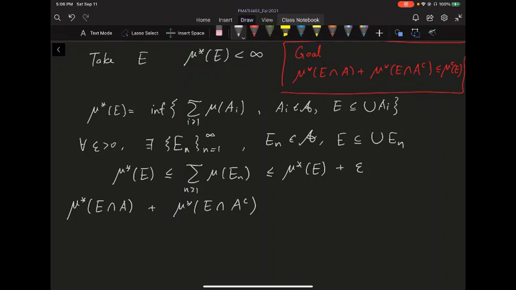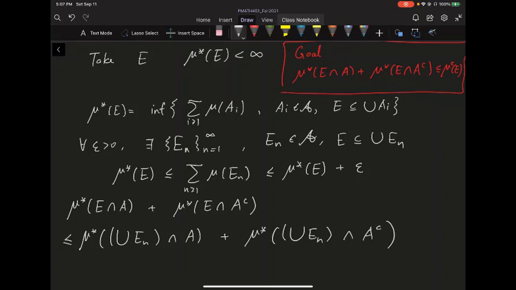Because E is contained in these En, by replacing E by this union of En, I can only increase. So I will have a less than or equal to this union of En. Let's replace E by this union, you can make it increase. Okay, so let's write that down.